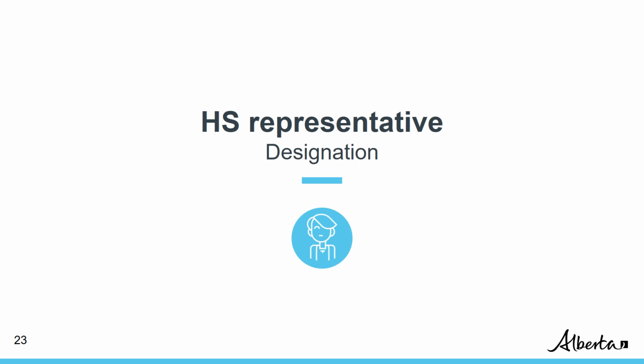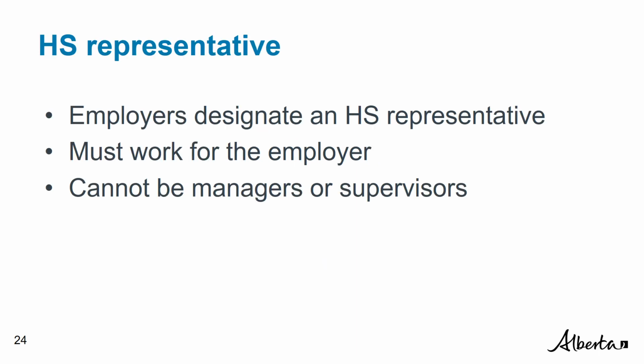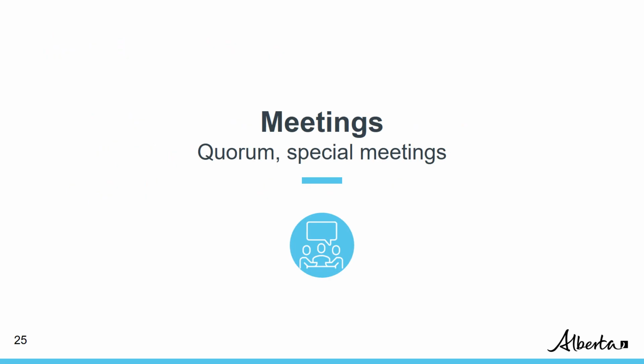Now let's look at the requirements for designating a health and safety representative. The responsibility for designating a required health and safety representative lies with the employer. Representatives must work for the employer, and they cannot be managers or supervisors. Now we'll discuss some of the specific operational requirements for health and safety committees and representatives. We start with meetings.